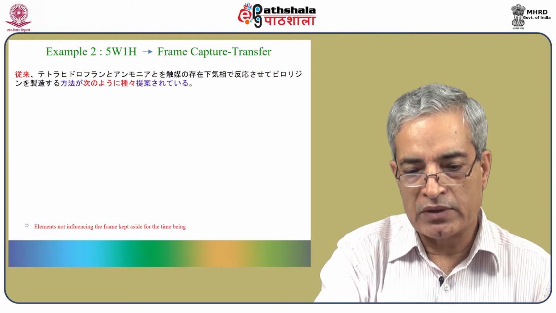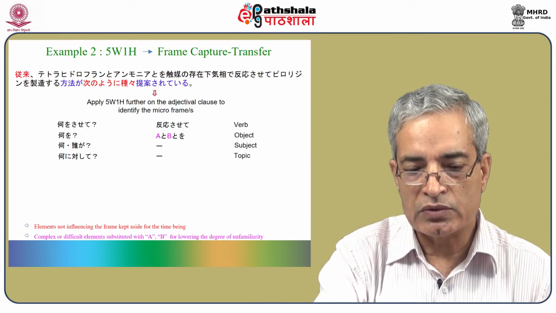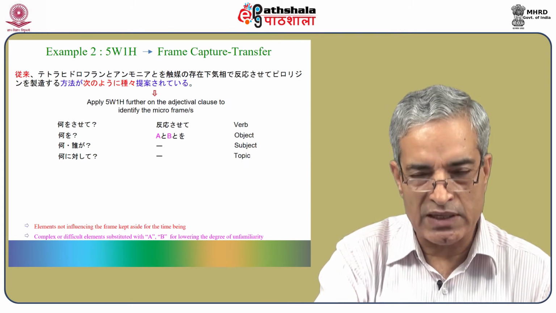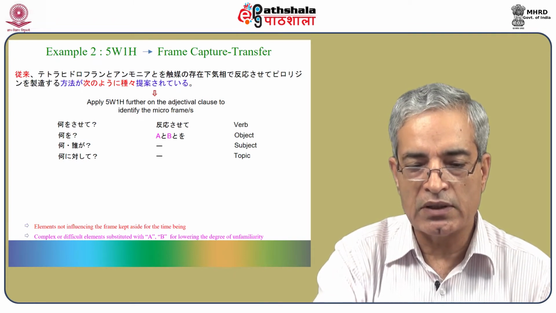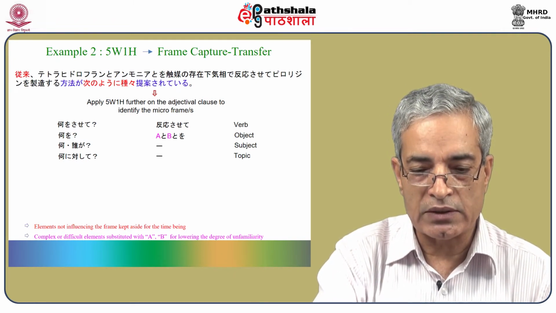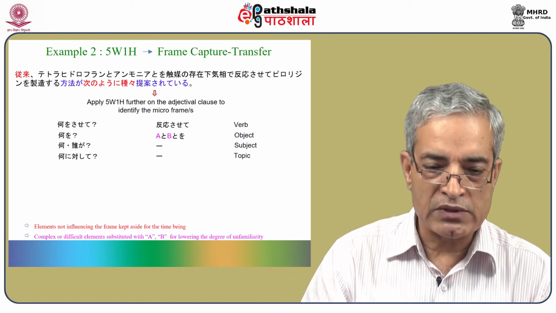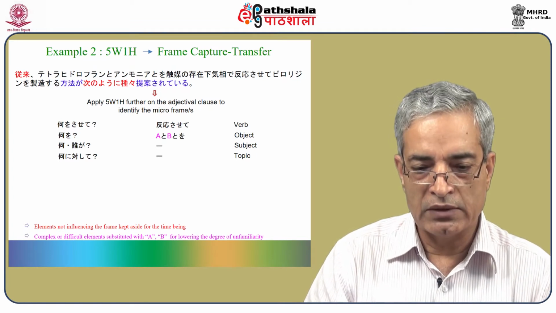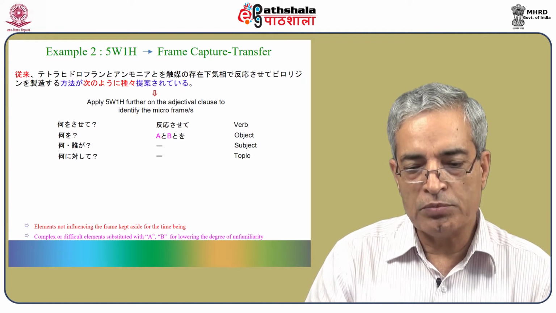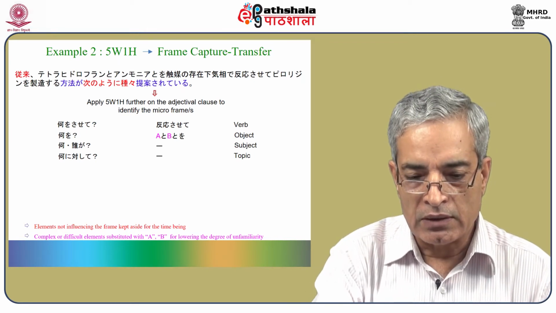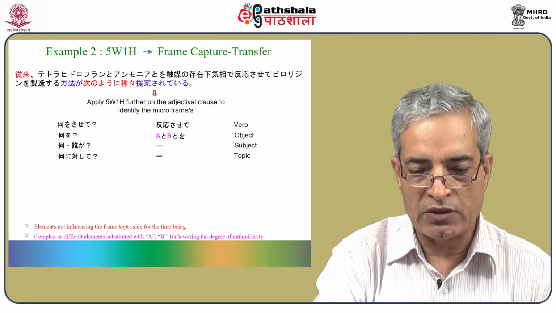Now applying further questions on the adjectival clause to identify the micro frames. Nani o sasete, so it's hanno sasete because the sasete is coming. So from there we can say if something is sasete, then nani o sasete, hanno sasete, nani o hanno sasete. Nani o hanno sasete is something and something. In this case it was a slightly difficult word, tetrahydrofuran to ammonia. So we change it, substitute it with A and B. A to B o hanno sasete. Nani dare ga is not there, nani ni taishite is not there. So topic and subject remain blank.